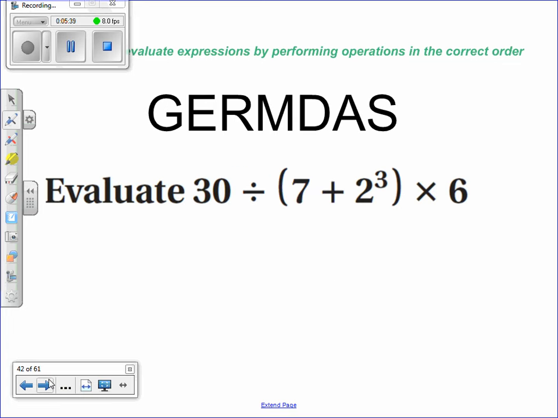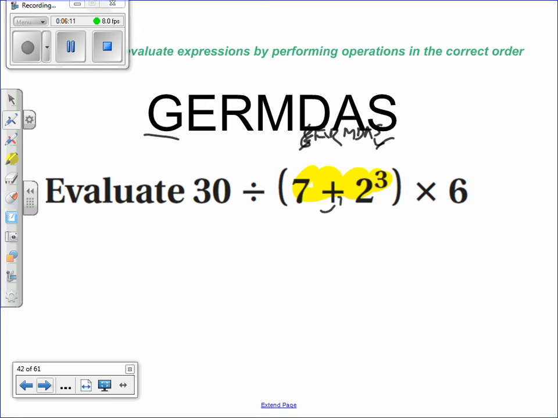All right, another expression to evaluate. Here we've got 30 divided by the quantity, or the group, 7 plus 2 to the third, times 6. So first I look for groups. Do I have a group? Yes. Now, in this group, there's more than one thing to do. We've got an exponent in the group, and we also have some adding in the group. So once you get into the group, the order of operations starts all over. So I can do the order of operations just for this group.